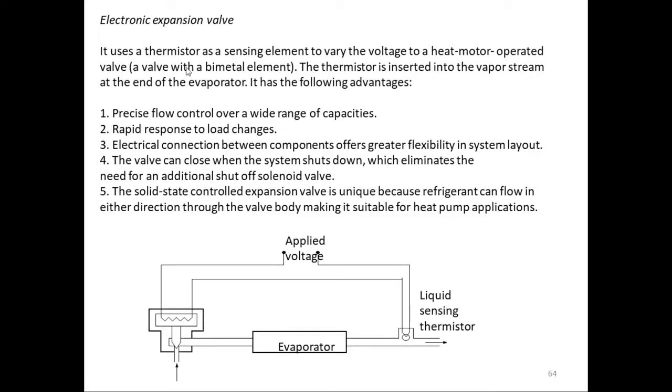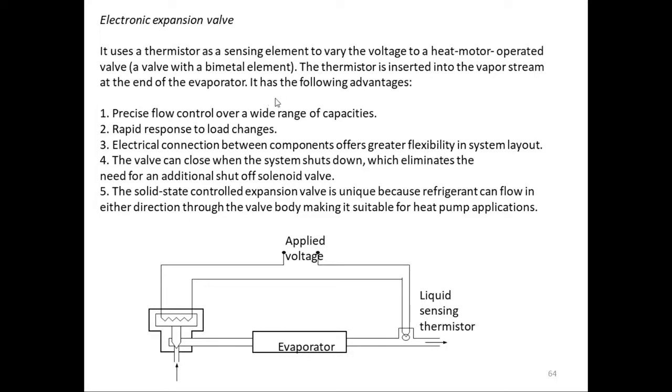Electronic expansion valve, it uses a thermistor as a sensing element to vary the voltage to a heat motor operated valve. So this is the thermistor, a liquid sensing thermistor at the end of the evaporator, which will sense the condition of the refrigerant leaving the evaporator, and it will send the information into the applied voltage, and that voltage will change and vary and operate this electronic thermostatic motor, which is right around here. The thermistor is inserted into the vapor stream at the end of the evaporator.